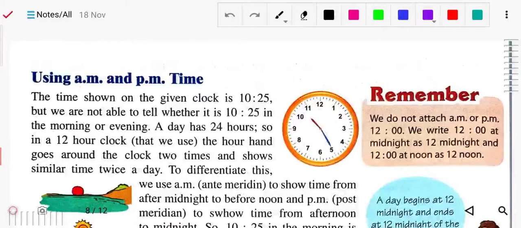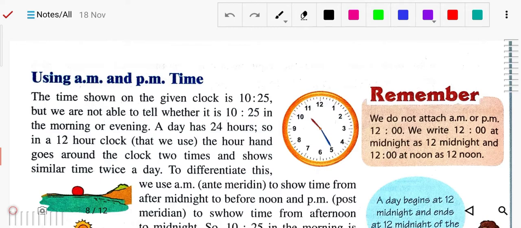Good morning, students. Today we will solve exercise 14E, page number 229. Before solving this exercise, we will have a quick revision of AM, PM, and 24-hour time notations. First of all, AM and PM.